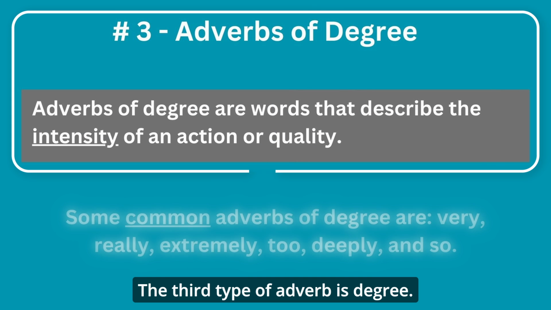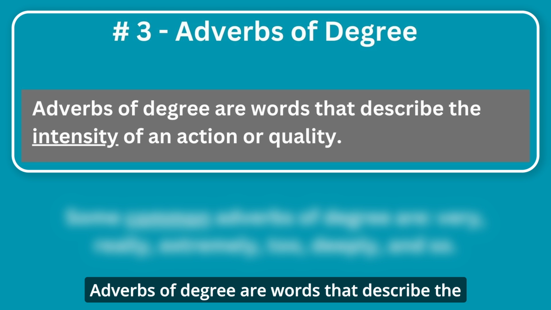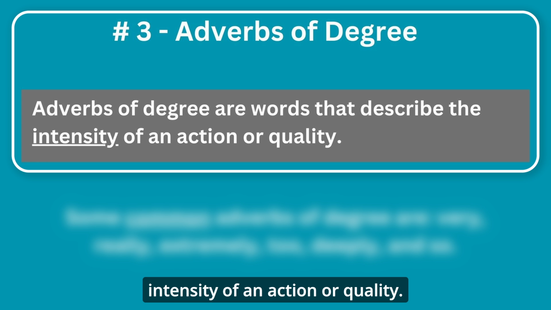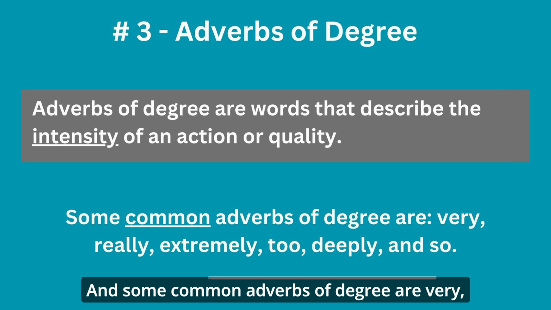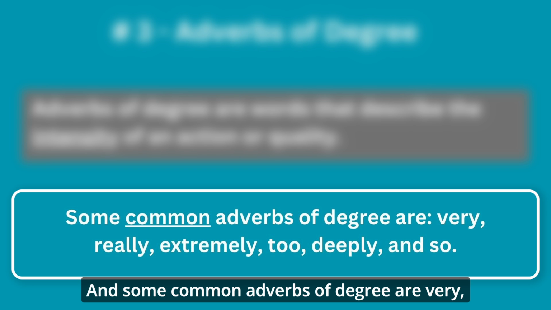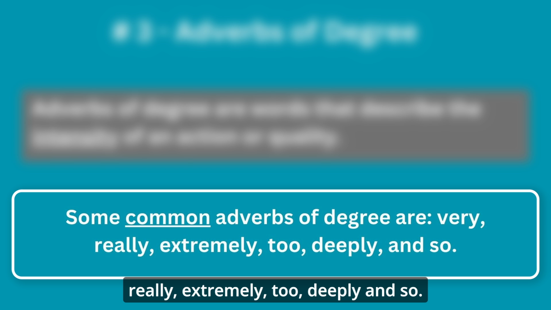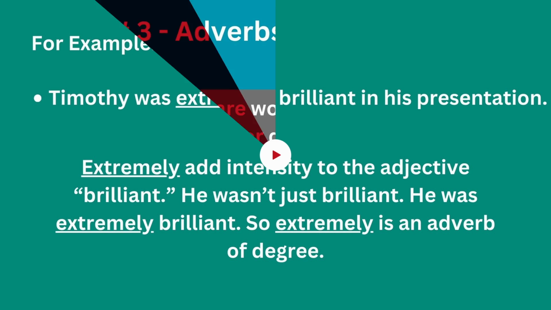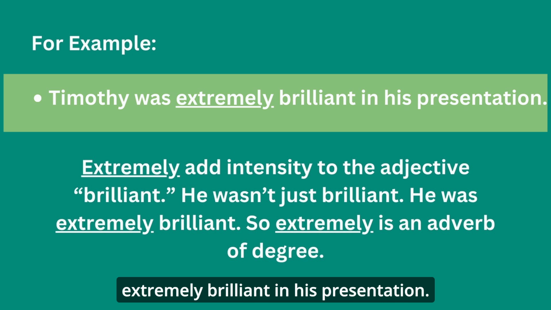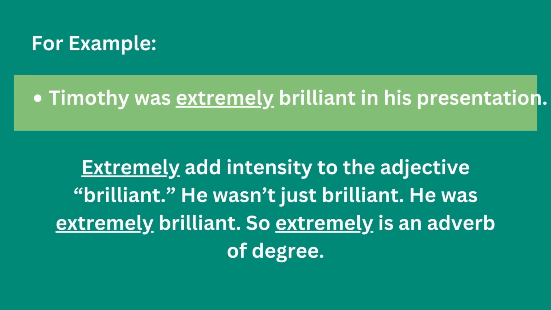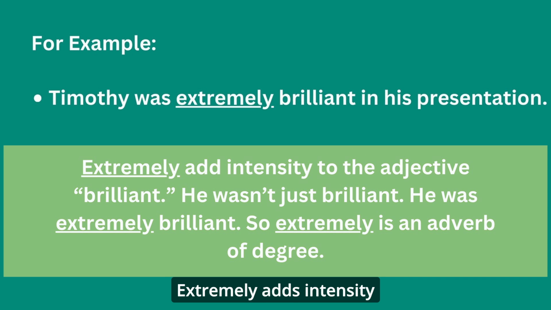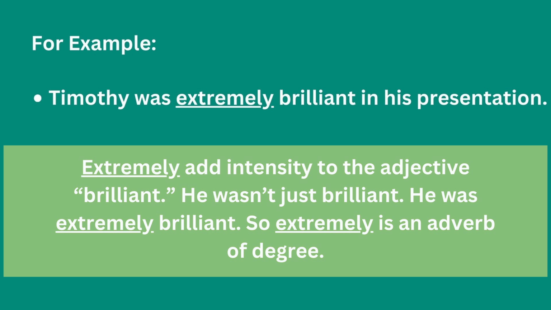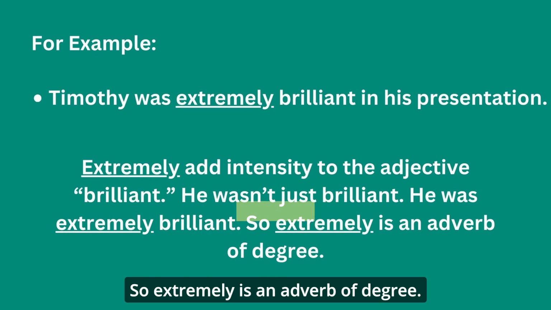The third type of adverb is degree. Adverbs of degree are words that describe the intensity of an action or quality. And some common adverbs of degree are very, really, extremely, too, deeply, and so. For example, Timothy was extremely brilliant in his presentation. Extremely adds intensity to the adjective brilliant. He wasn't just brilliant, he was extremely brilliant. So extremely is an adverb of degree.